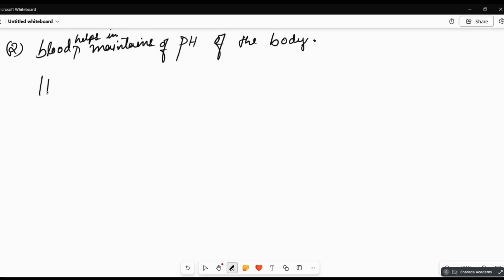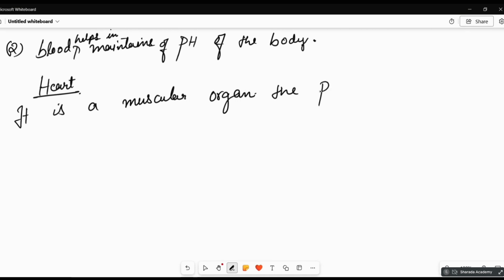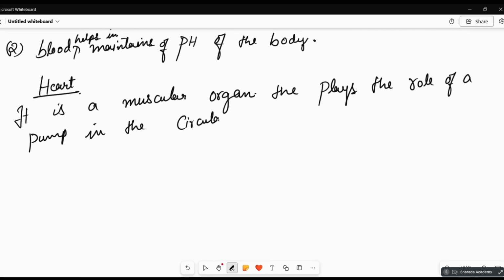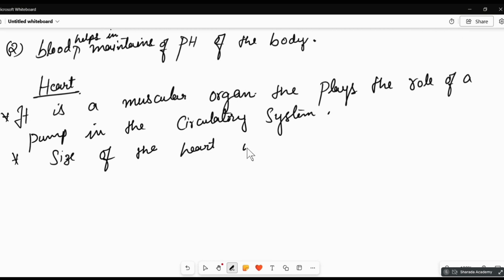Next, about the heart. Write a few things, then we study about it. It is a muscular organ that plays the role of a pump; it pumps the blood in the circulatory system. Next, the size of the heart. The size of the heart is as big as our fist.